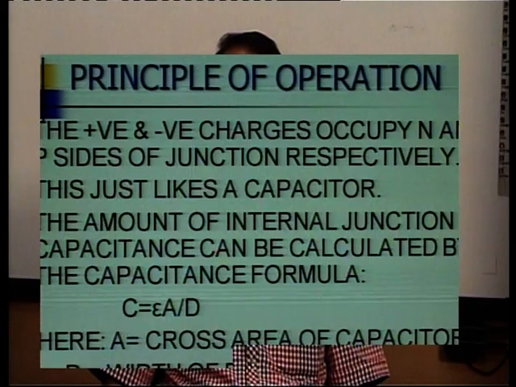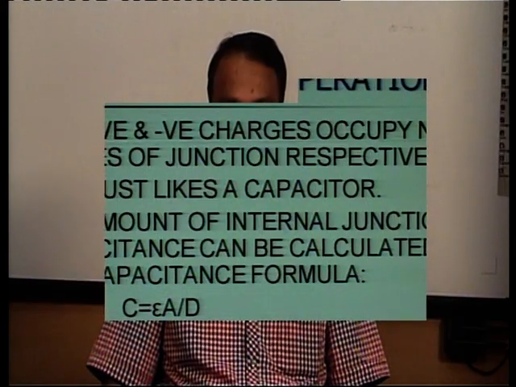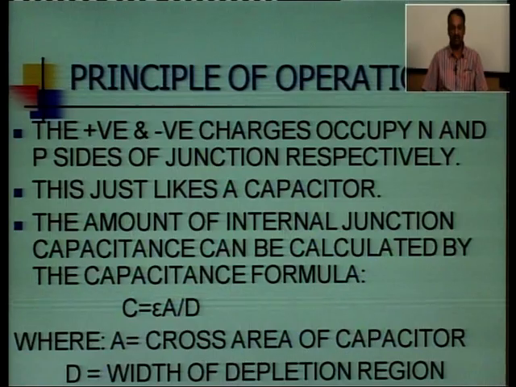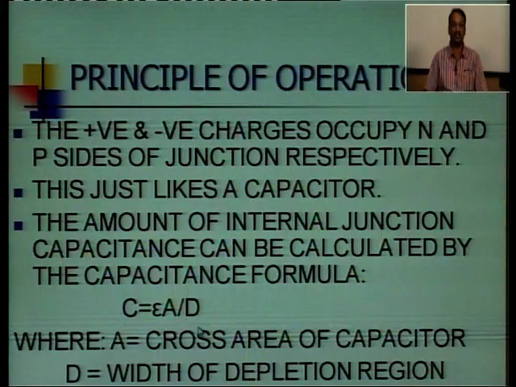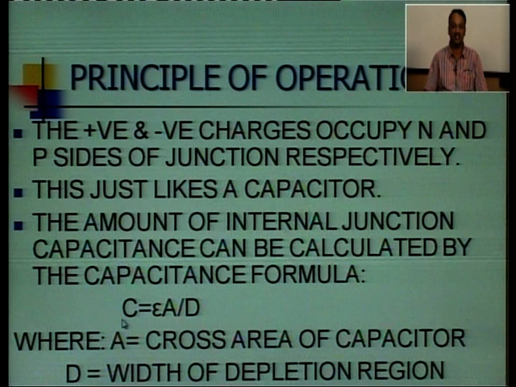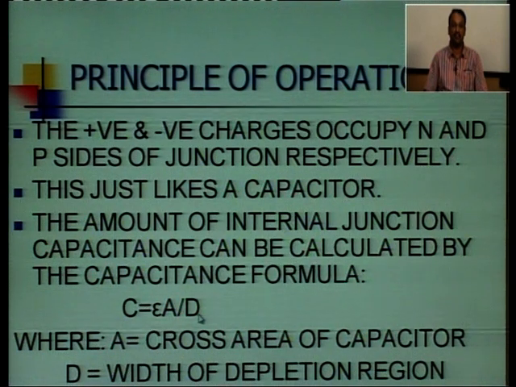The amount of internal junction capacitance can be calculated by the capacitance formula C = εA/D, where A is the cross sectional area of the capacitor and D is the width of the depletion region. So, according to this relation, as depletion region width increases, the value of capacitance decreases, whereas as depletion region width decreases, the value of capacitance increases. That means C is inversely proportional to the width of the depletion region.